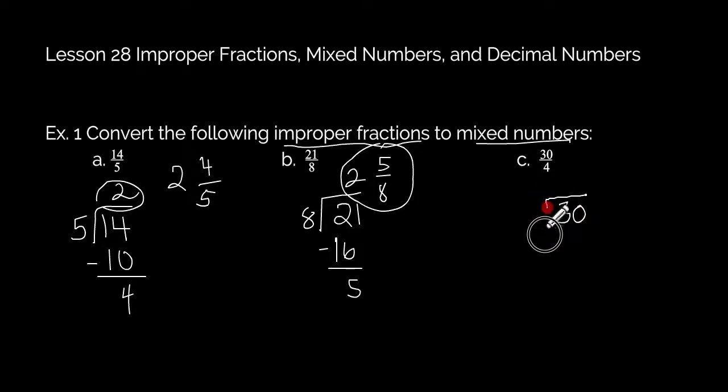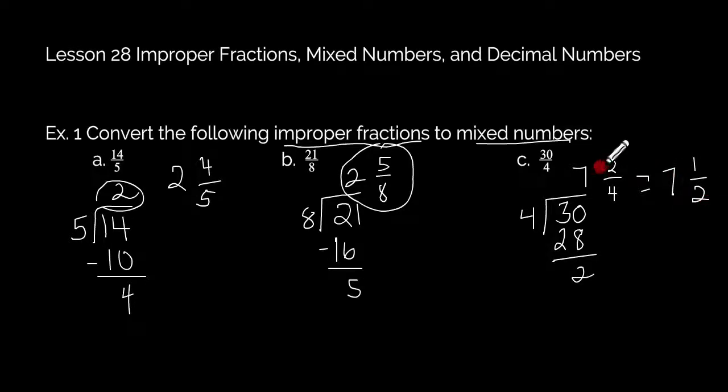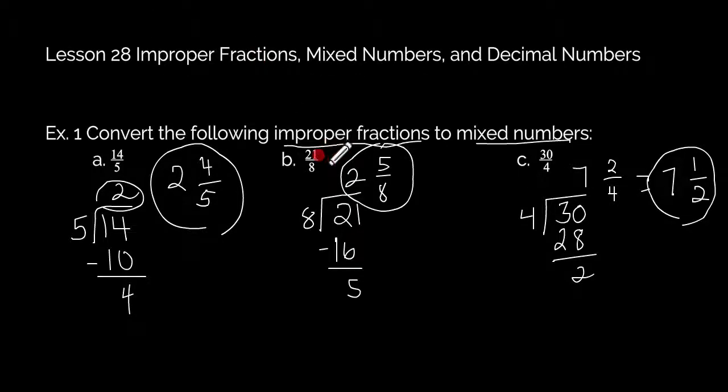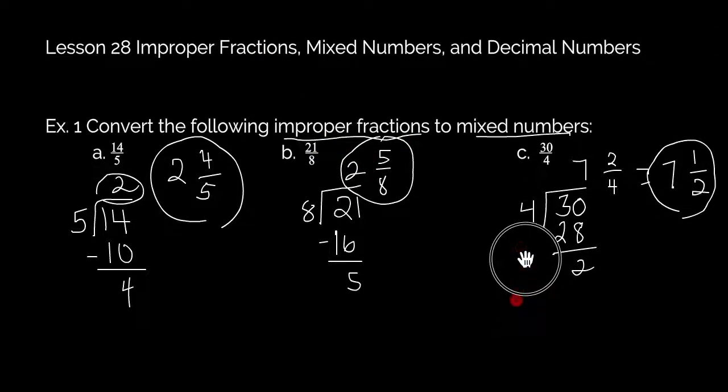30, the numerator, divided by the denominator. It goes in 7 times. 4 times 7 is 28. And you get 2. And we get 2 over 4. Now you might be tempted to stop there, but you need to reduce it. Once you get your fraction, you want to make sure that it's fully reduced. You need to reduce this one to 7 1/2 because 2 goes into 2 one time, 2 goes into 4 2 times, and that is your answer. So we took all of our improper fractions. It's improper because you have the bigger number on top, and we changed those into mixed numbers. They're mixed because you have a whole number and you have a fraction. Let's go on to the next part.